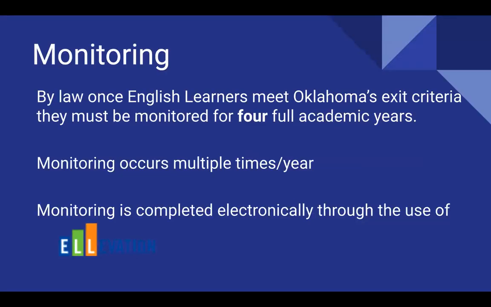I mentioned Elevation earlier. This is our platform where we house all of our English learner data. By law, once an English learner meets the exit criteria for Oklahoma, we have to monitor their progress in the classroom for 4 academic years. So 3 times a year, forms are sent out to teachers of English learners, and we ask that you fill it out. It's pretty short, and it's a way for us to keep track of how they're doing in the classroom. So if you get an email from Elevation, do not delete it. There's something that is needed in there.